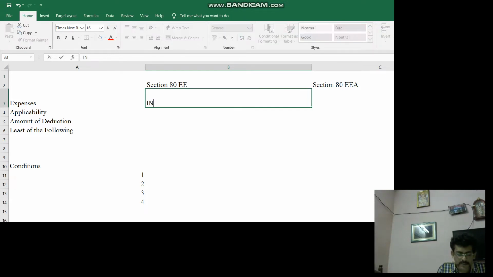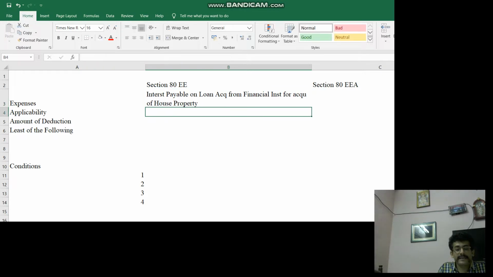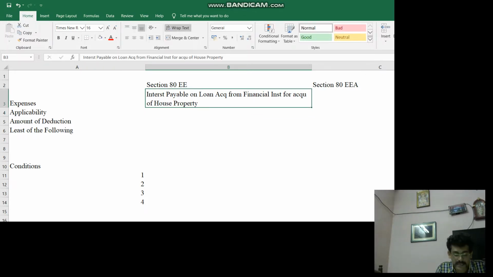It says that interest payable on loan acquired from any financial institution, any sort of financial institution. The loan is borrowed for what? For acquisition of house property. Any sort of acquisition of house property, if the loan is taken, so ultimately 80EE says you can take that amount of interest paid as reduction under 80EE.